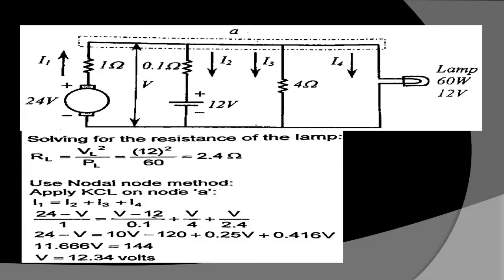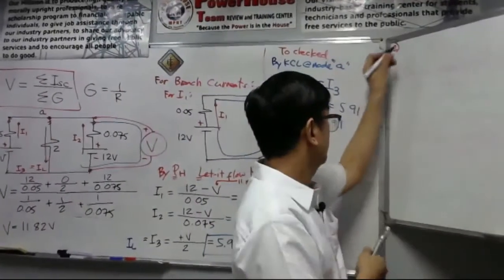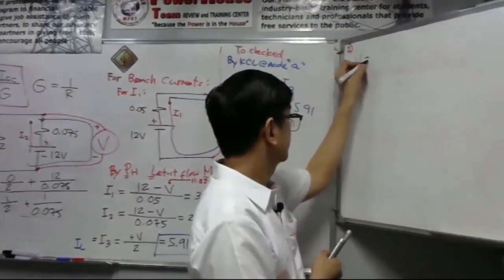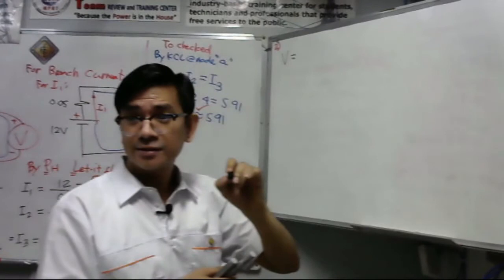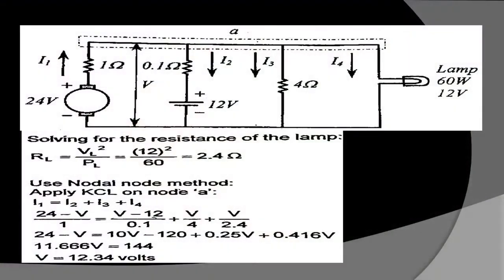Okay, so from the book, he uses the Nodal Method. I'll be using Millman's theorem to solve for our Millman's voltage, V. So take a look here, guys. Again, how many branches do we have? We have 1, 2, 3, 4 branches. We have 4 branches.